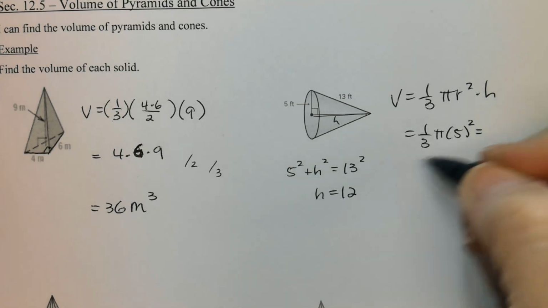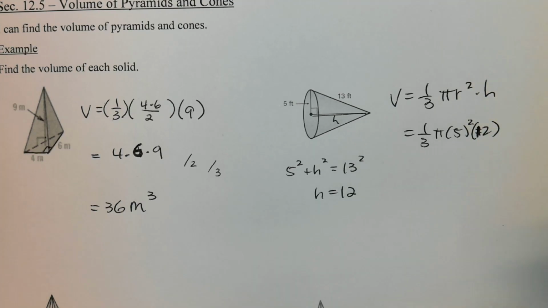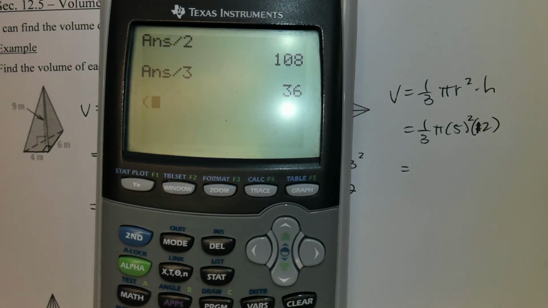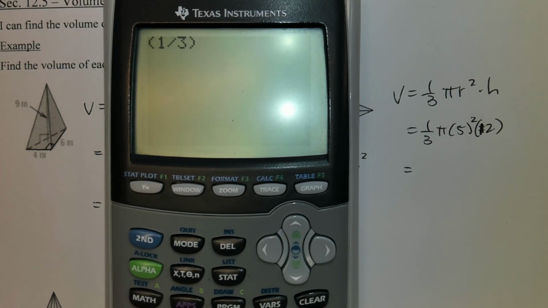Oops, not an equal sign. H is 12. I'm going to put a 12 here. I put an equal sign instead of an h. And then again, when you go to type this in, it is safer if you put the 1/3 in parentheses, so that's kind of protected. No matter what kind of calculator you have, you're going to need those parentheses.